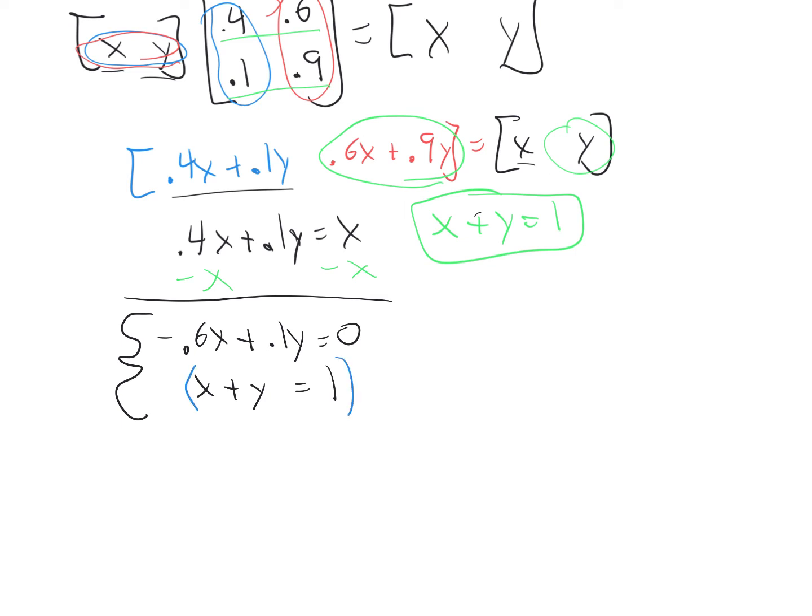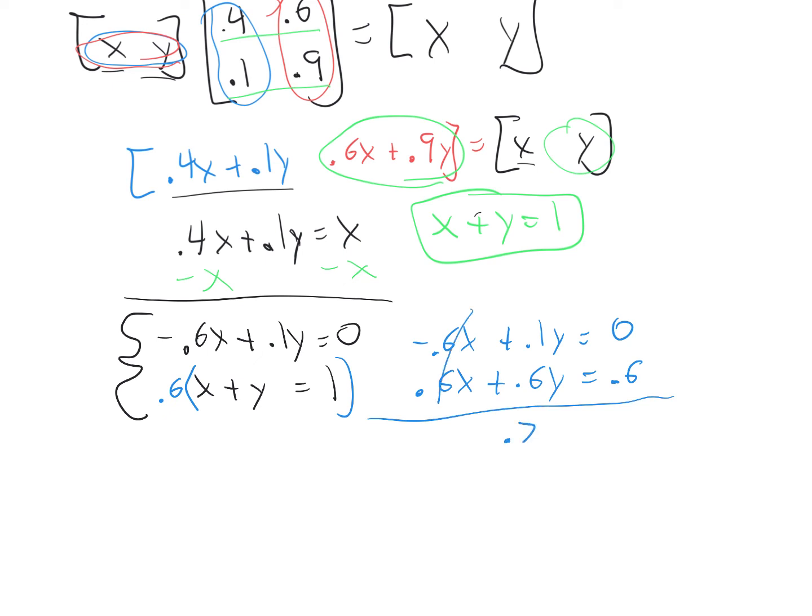And so I'm going to take this equation and multiply by 0.6. So that gives me 0.6x plus 0.6y equals 0.6. And then my first equation is still negative 0.6x plus 0.1y equals 0. I can now add those two equations together. The x's cancel out. I get 0.7y equals 0.6. So y equals 0.6 over 0.7, which is 6 over 7.